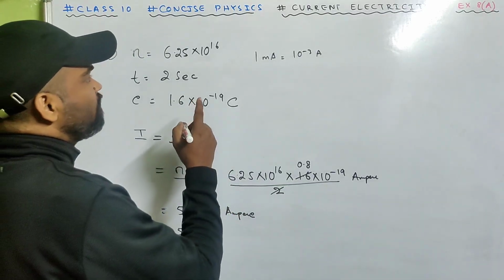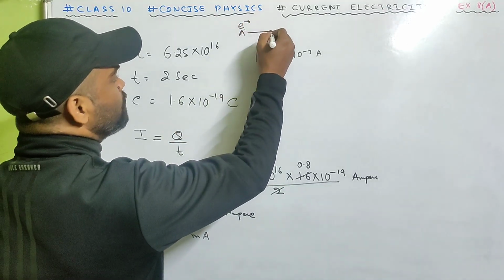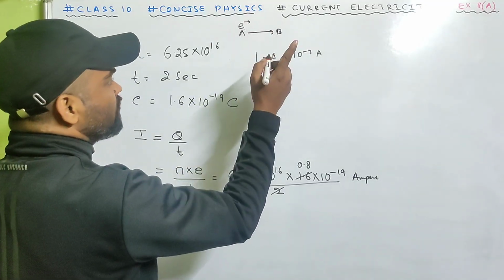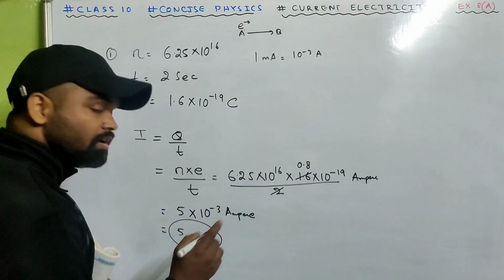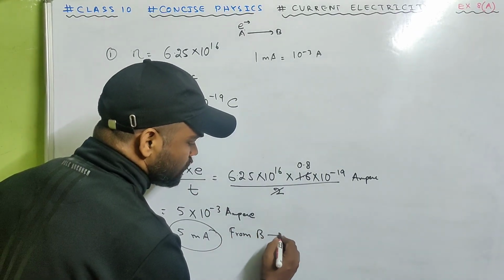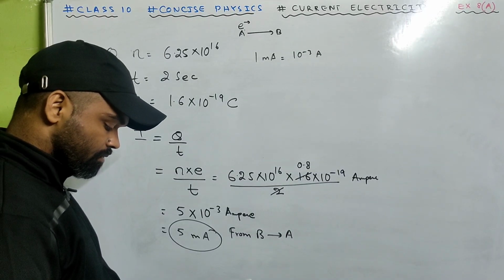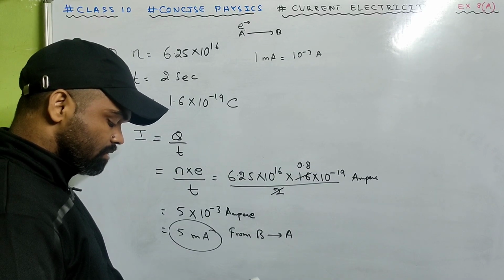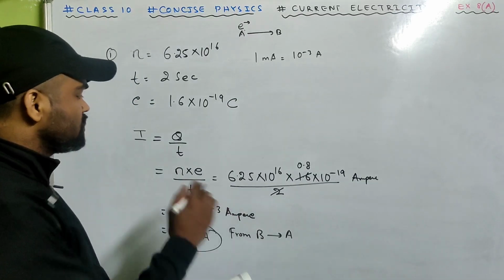Now, the electron flows from A to B, which means the direction of the current will be from B to A. So, this much current flows from B to A. Am I clear? Yes, that's the answer: 5 milliampere from B to A. Done. Very easy. Just use this formula.